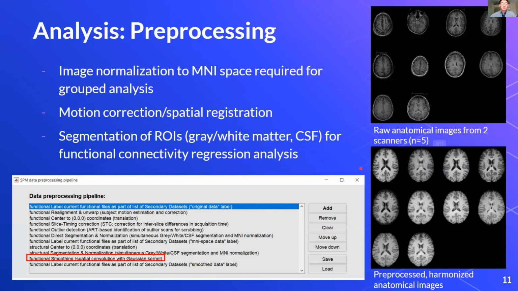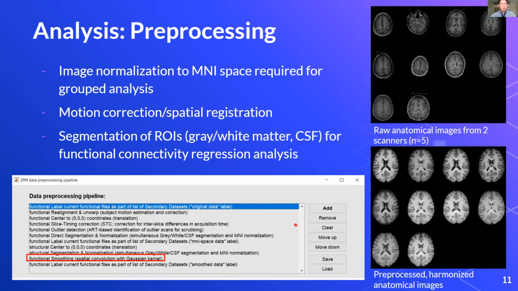So here's an overview of the pre-processing analysis script. On the right side, we can see the raw anatomical images, and on the bottom, we have the post-pre-processed and harmonized images. We can see that there's a lot less variance. Previously you could tell that the top five were a little bit darker, and that was due to being from scanner 1, and the other five are from scanner 2. After the harmonization procedure, the site effects are accounted for slightly.